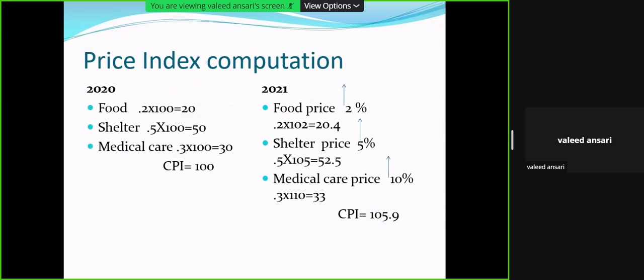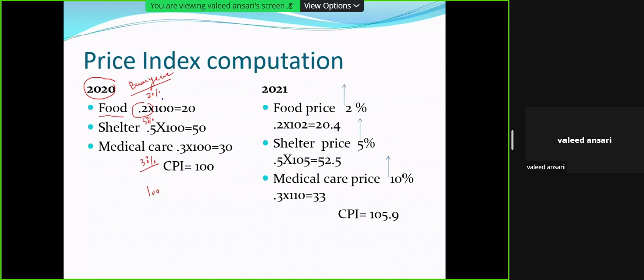Now let us go further and try to understand it by an example. Now let us say that the base year is selected as 2020, and it is a year of normal rising price. And the survey has pointed out that people spend typically on these three items. Naturally, please keep in mind that food item contains so many things, shelter and medical. This is for illustration purpose. The survey has pointed out that people spend 0.2, that is 20% on food, 50% on shelter, and 0.3 on medical care. So it will be 100% naturally.